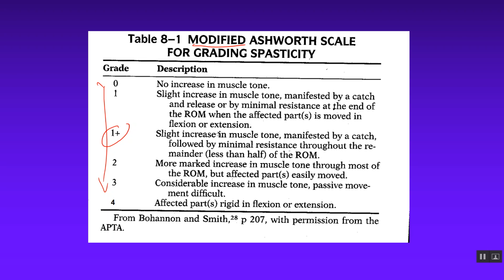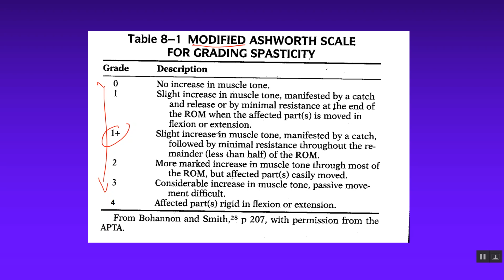So a 0 is no increase in tone. That means they're normal. To me, a 0 thinks flaccid, but it's not. 0 means that they have normal tone. There's no increase in muscle tone. So if they're flaccid, you've got to write flaccid. It's not 0 tone. 0 means normal, okay?